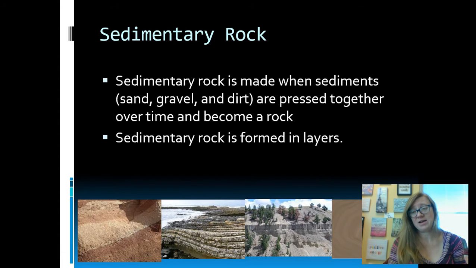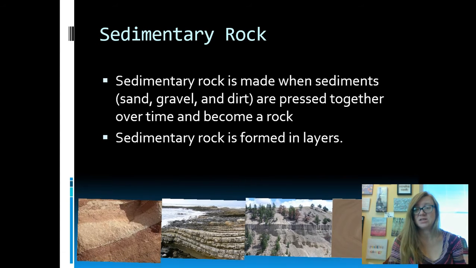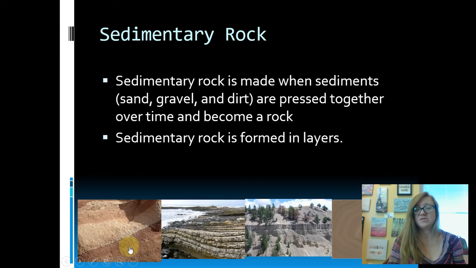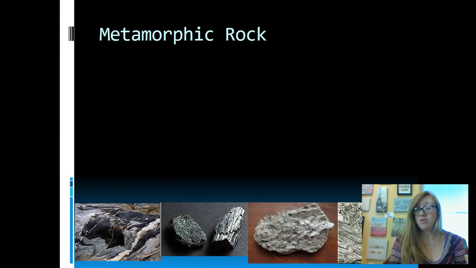We're kind of in a flat area, so you probably haven't seen too much of this in real life. So here are some pictures of sedimentary rock. That's where you find fossils. And then we have metamorphic rock.